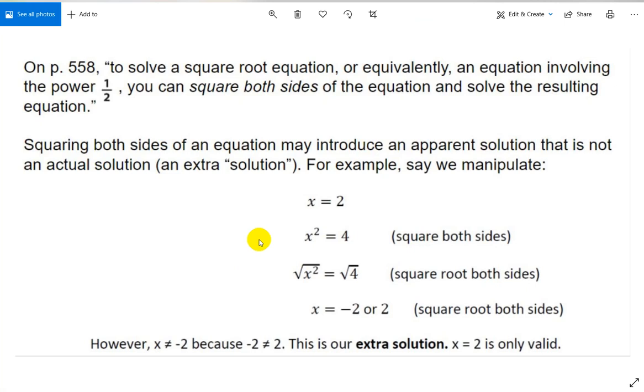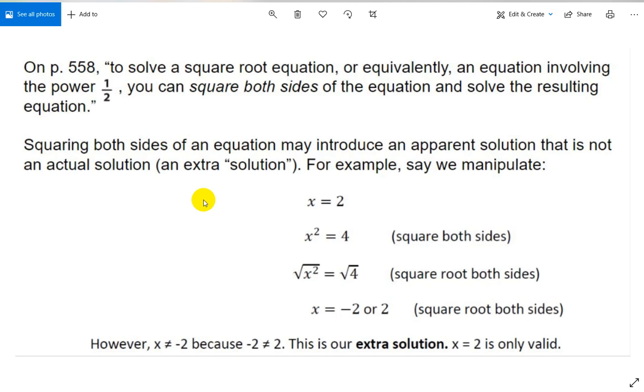Okay, but to solve a square root equation, in other words, this is a radical equation, or equivalently, something involving the power of 1/2, you can square both sides of the equation and solve the resulting equation. Squaring both sides may introduce an apparent solution that is not an actual solution. That is called an extraneous solution, or an extra solution. Kind of like what we did with rational equations, sometimes we had extra solutions as well.